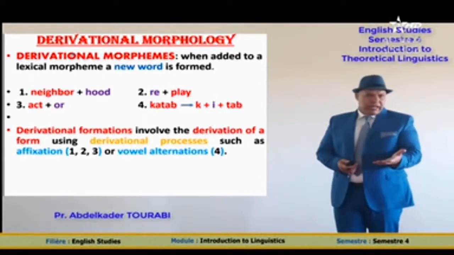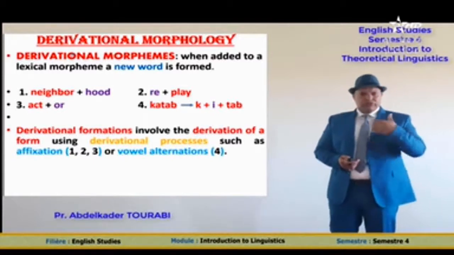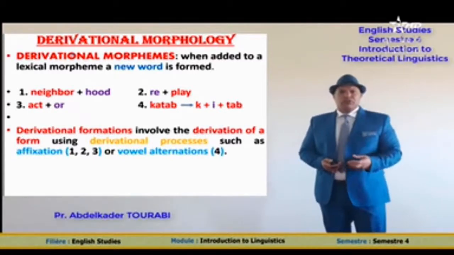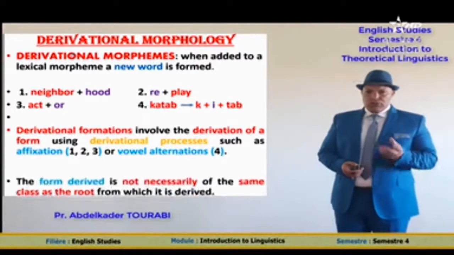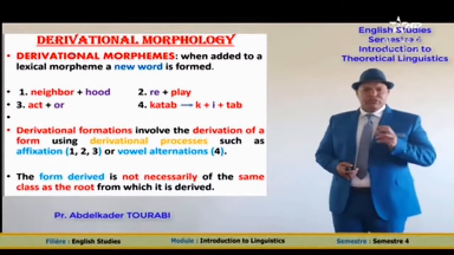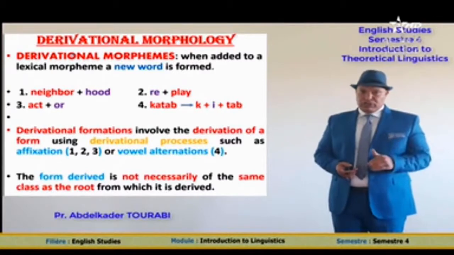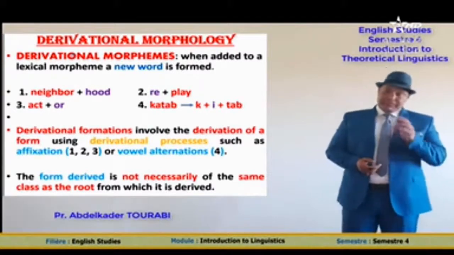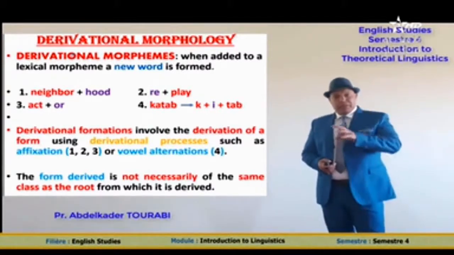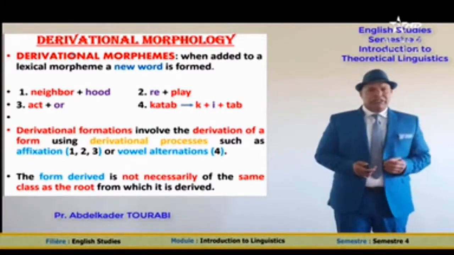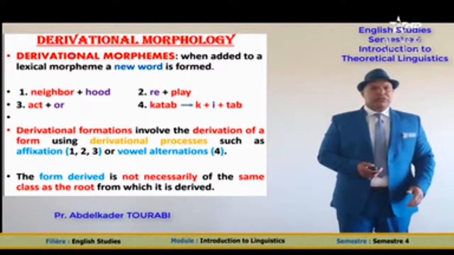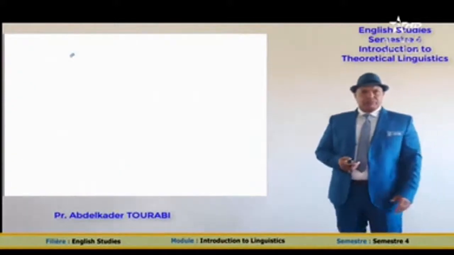So we can derive more words from one word. The form derived is not necessarily of the same class as the root from which it is derived, but sometimes, you know, we keep the same grammatical category. Sometimes it changes the grammatical category, and this is what we're going to see next.